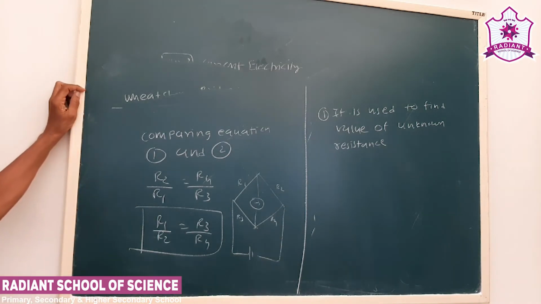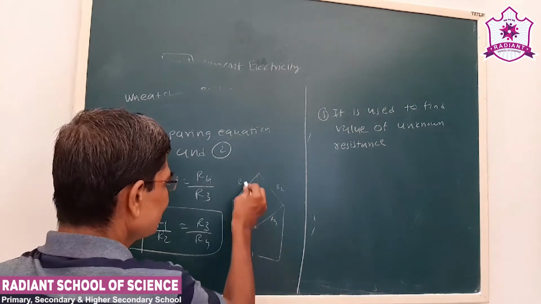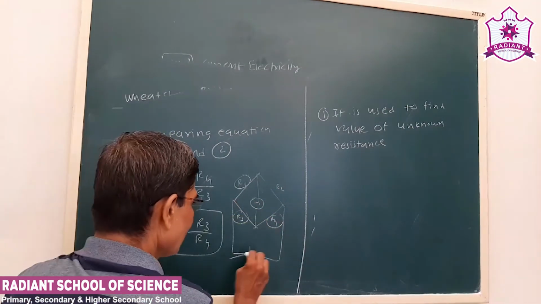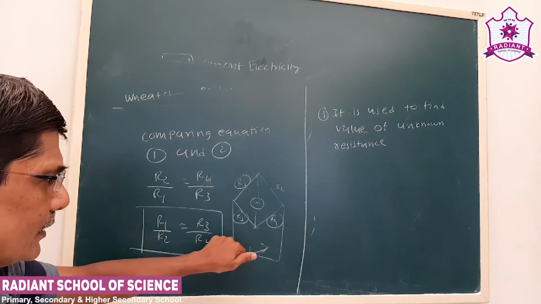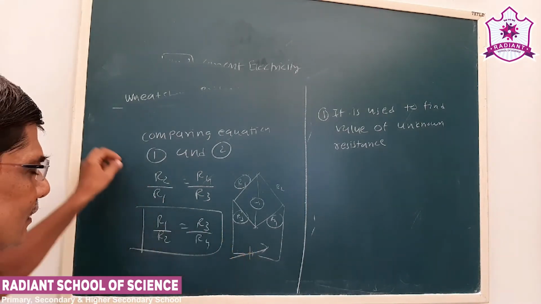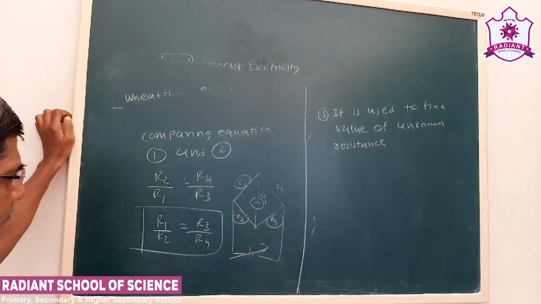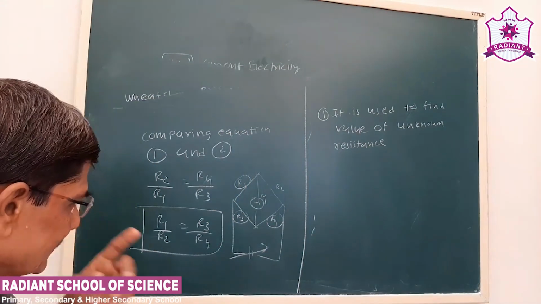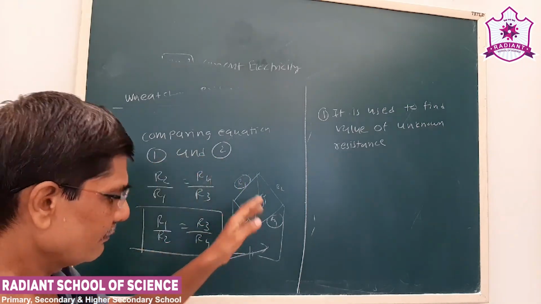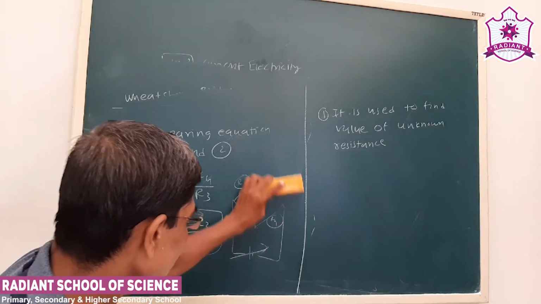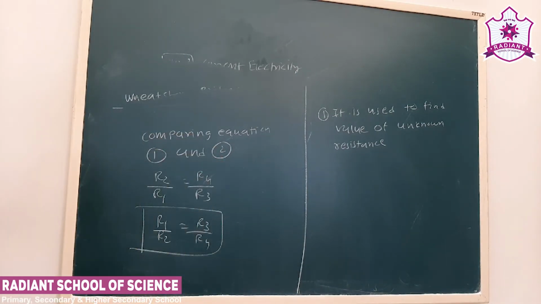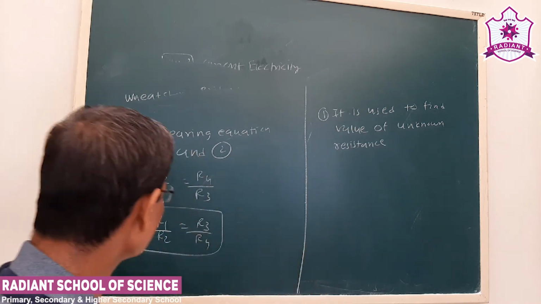Now let us say out of these 4 values, 3 are given and the 4th is not given. So we can vary the current in the circuit in such a way that the galvanometer shows 0 deflection. In that case, the bridge will be in balance condition, and by using this equation, we can find the value of the unknown resistance. So this is about the Wheatstone bridge.